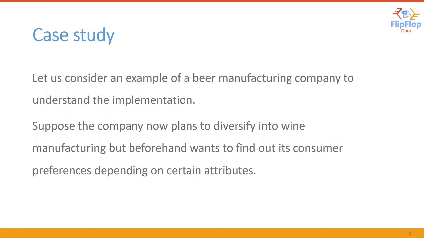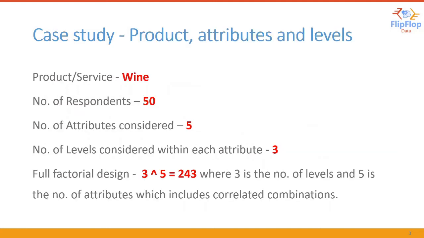So, our product or service is wine. The number of respondents chosen is 50. The number of attributes or features considered is 5. Again, within each attribute or feature, there are certain levels or categories defined. So, the number of levels considered is 3 within each attribute.